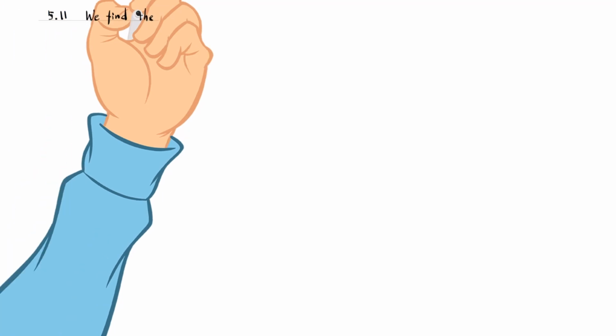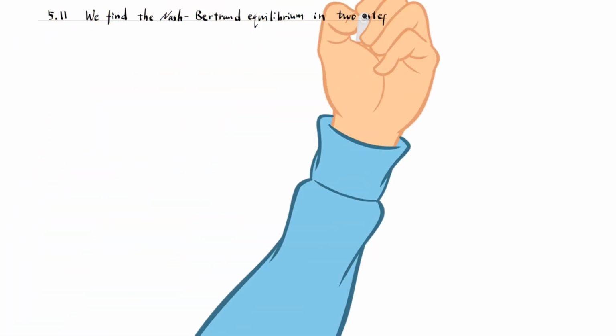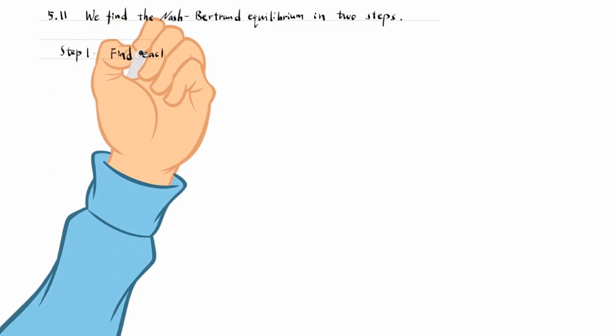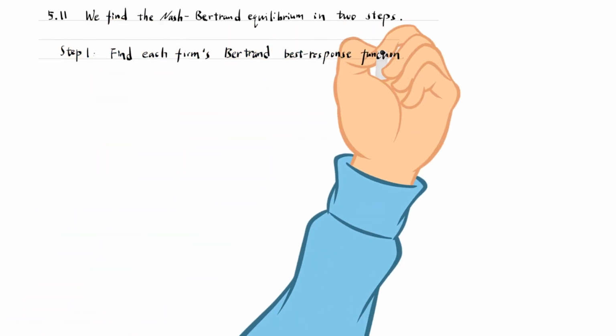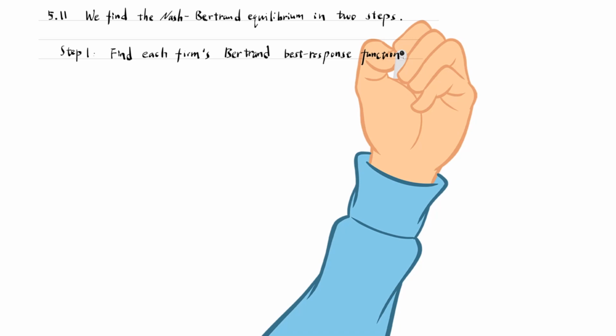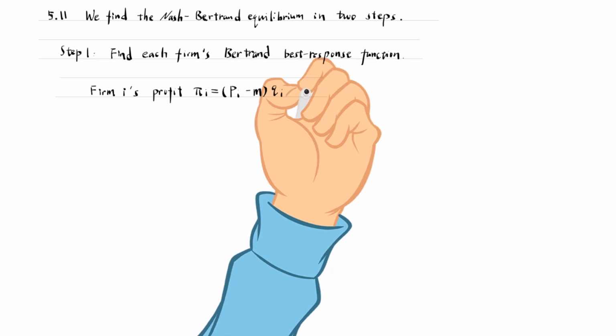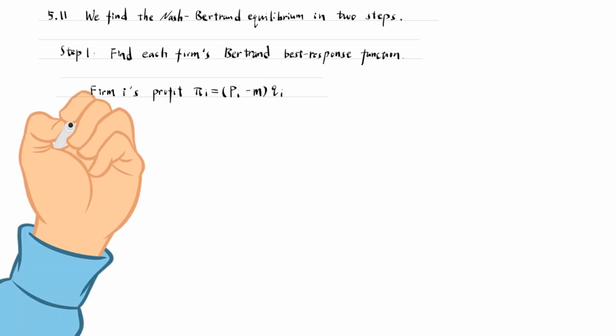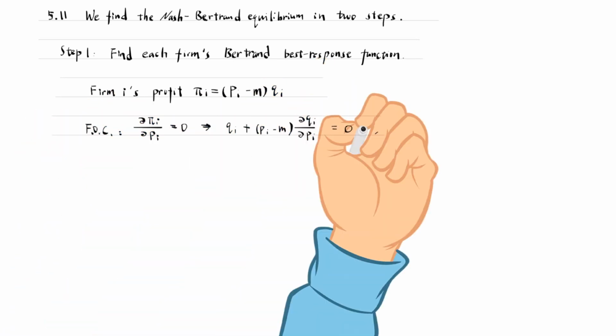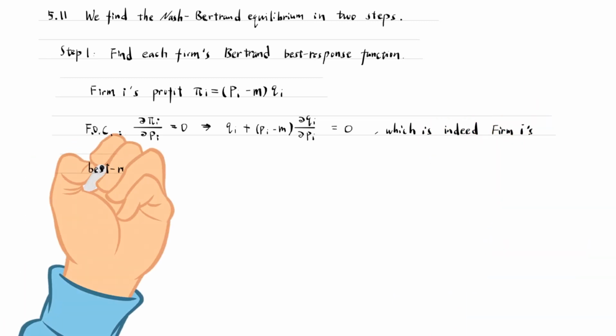We find the Nash-Bertrand equilibrium in two steps. In the first step, we find each firm's Bertrand best response function. Firm i's profit, pi_i, equals price Pi minus marginal cost m, times output Qi, where Qi is a function of Pi. The first-order condition for profit maximization is that the partial derivative of profit with respect to its price equals 0. It leads to firm i's Bertrand best response function.